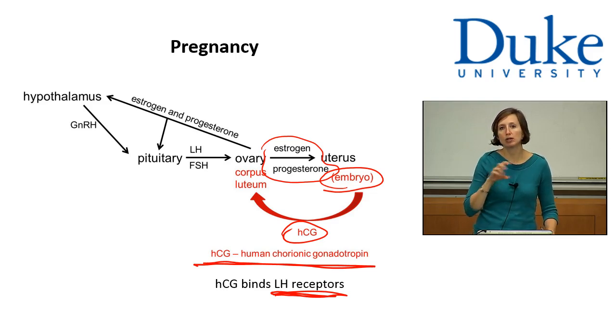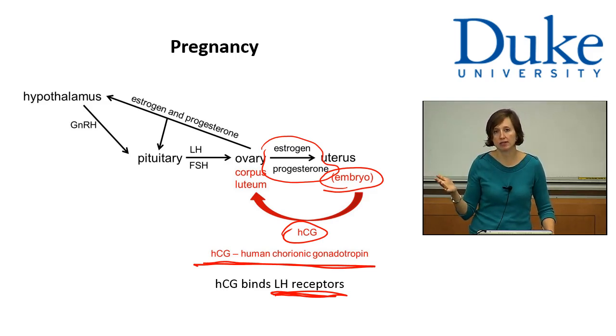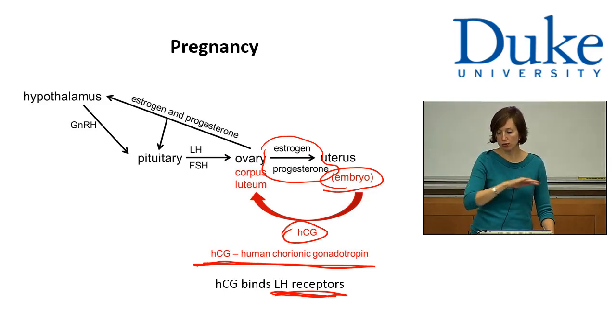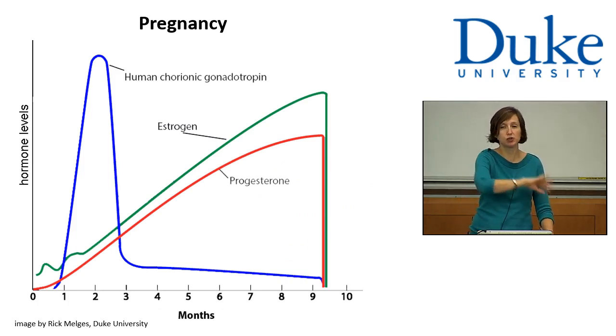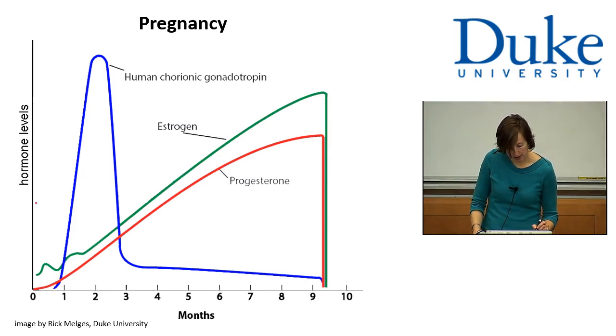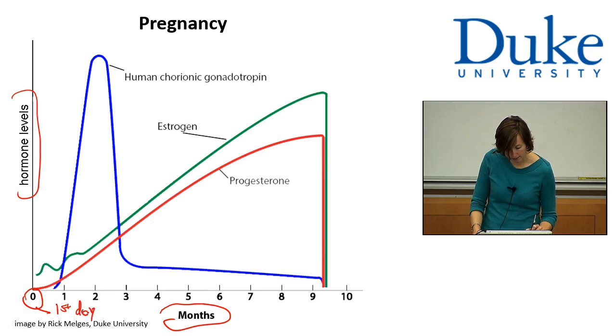HCG is what will spill out into the urine and is what is measured in an at-home urine pregnancy test, or it can also obviously be measured in the blood. And we'll see in this slide how HCG levels rise dramatically at the beginning stages of pregnancy. So these are hormone levels at different months of pregnancy, and you can see 0 is going to be the first day of menstruation.